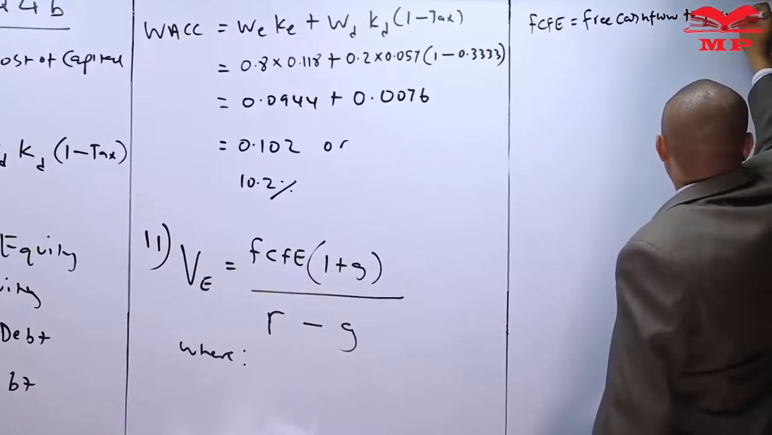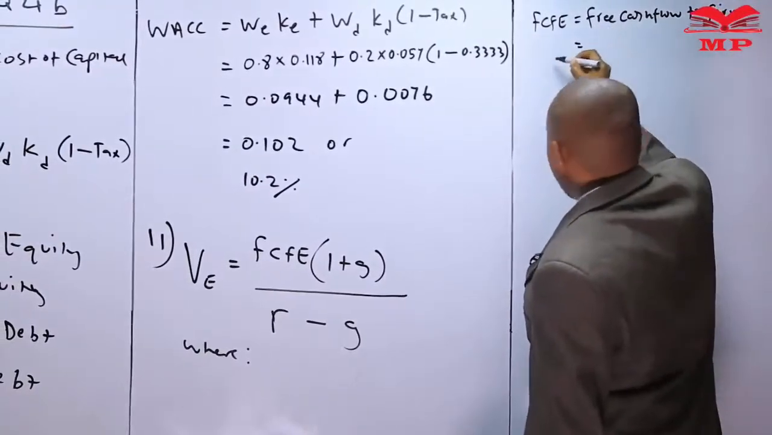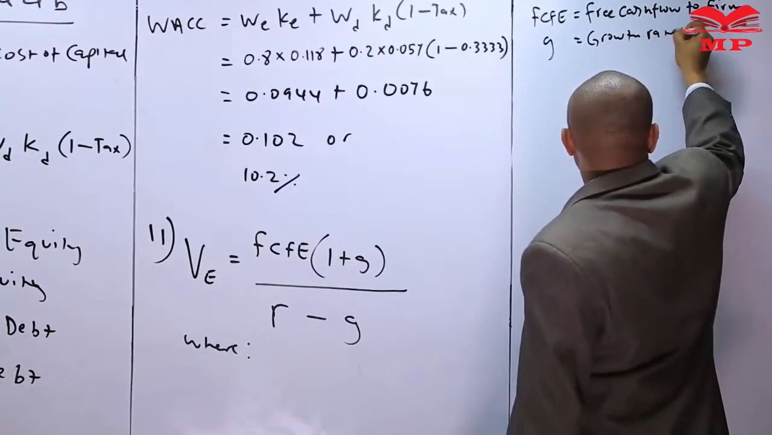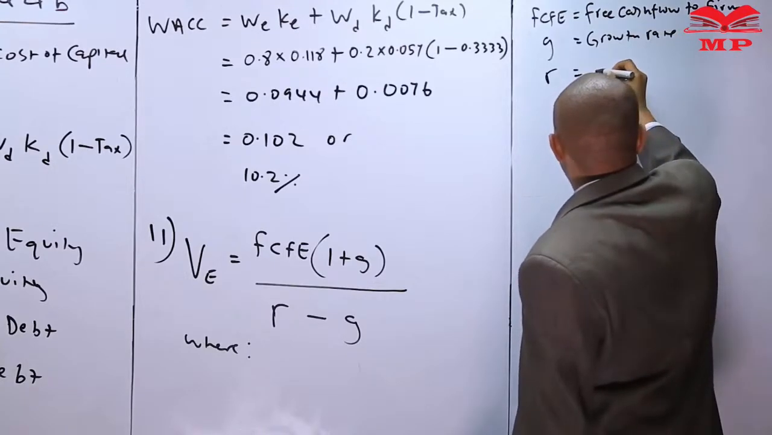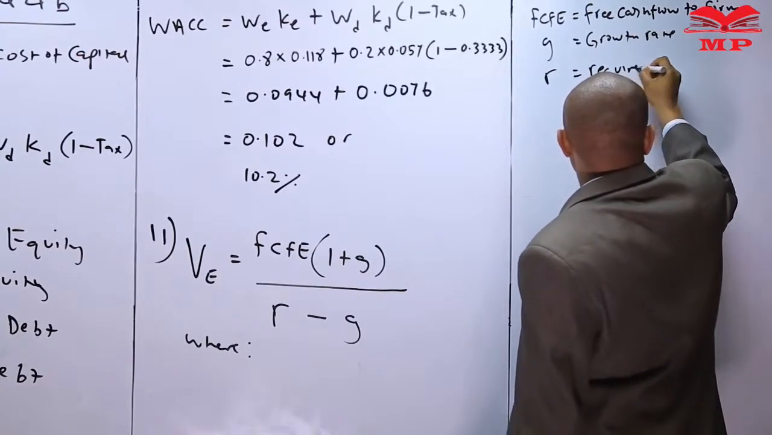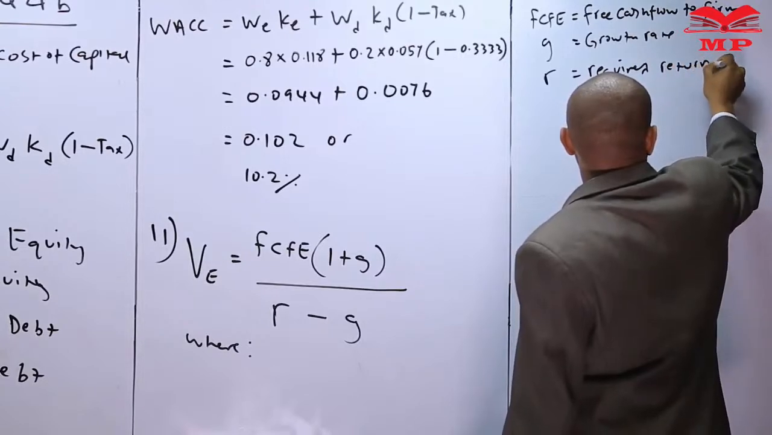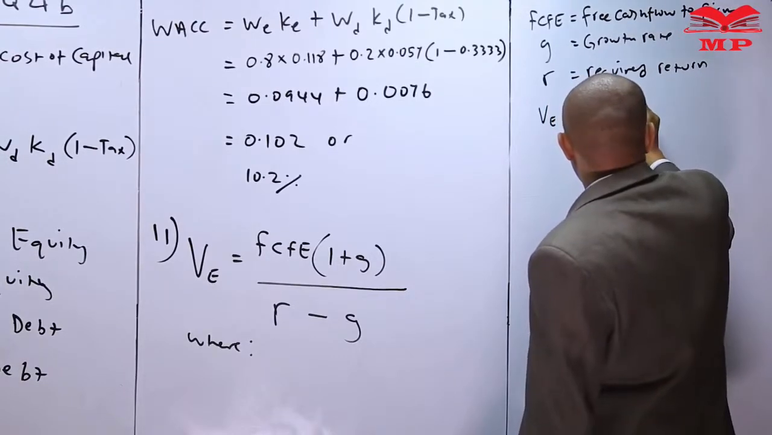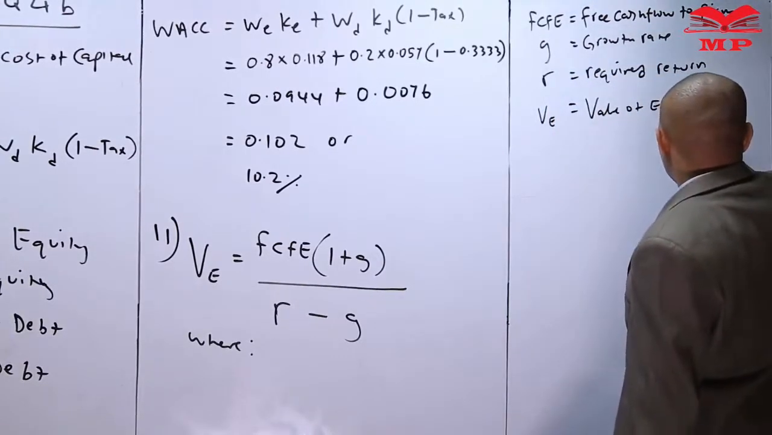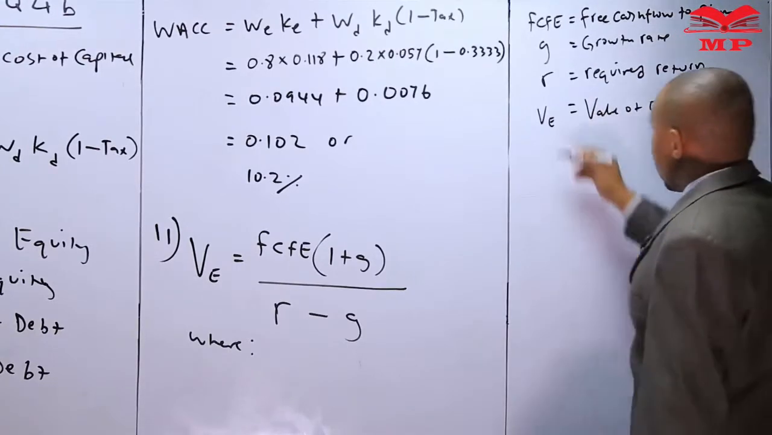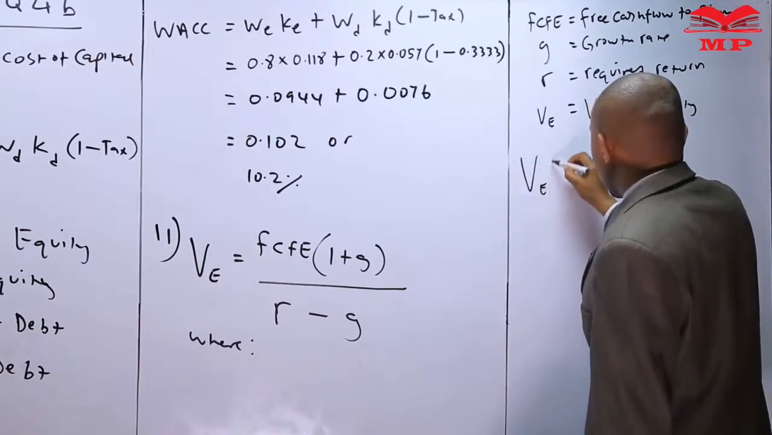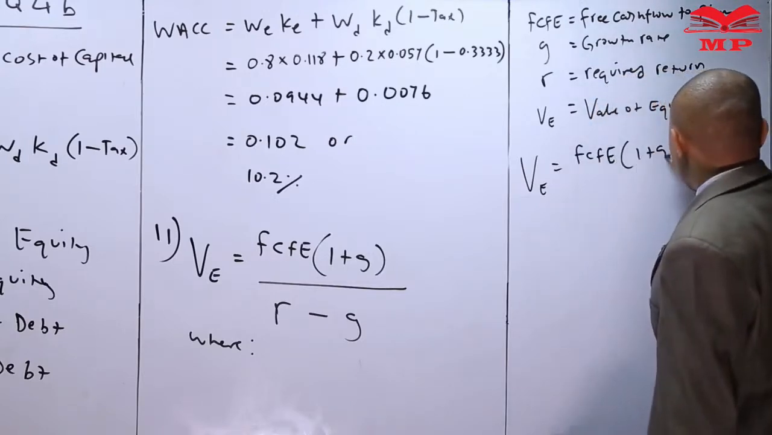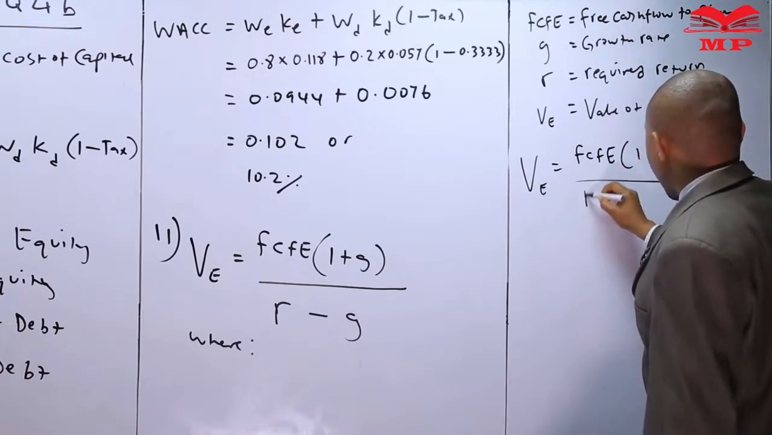To firm. Then we have G is growth rate. Then we have R is equal to required return. Then VE is value of equity. So we say VE is given as FCFE times (1 plus G) over (R minus G).